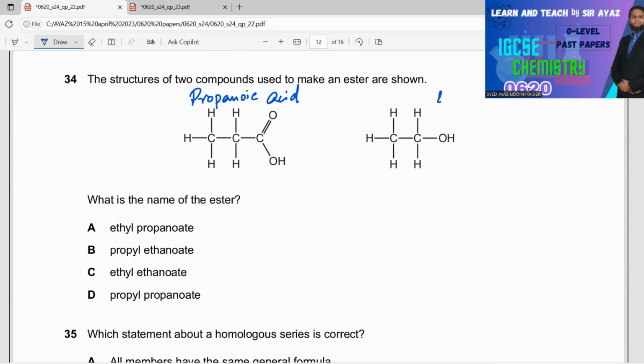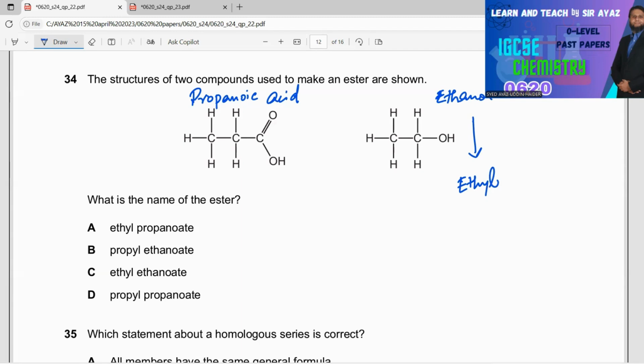And second one is ethanol. What is the name of the ester? Now remember, the ester produced from this, how are you going to predict the name? The alkyl group must be coming from the alcohol. In this case, you will get ethyl.